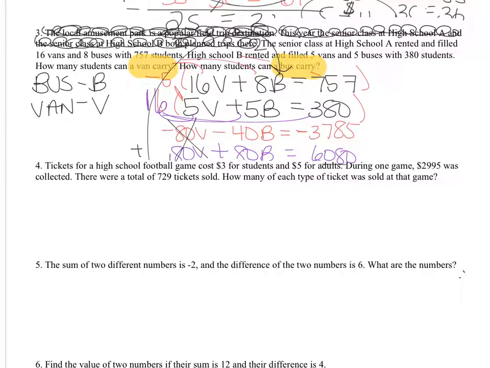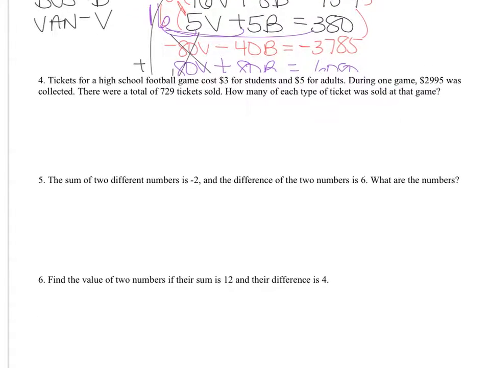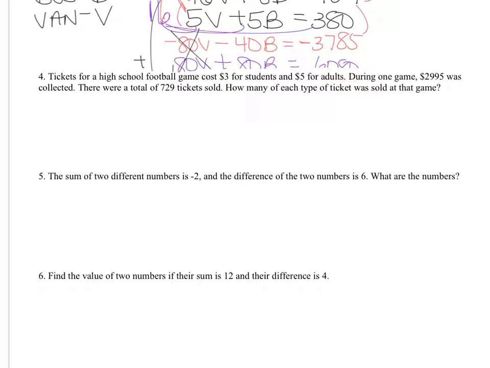Tickets for a high school football game cost $3 for students and $5 for adults. During the game, $2,995 was collected. There were a total of 729 tickets sold. How many of each type of ticket was sold at the game? So take a look at this problem. You notice any fluff, any useless information? No, because the problem's pretty short.